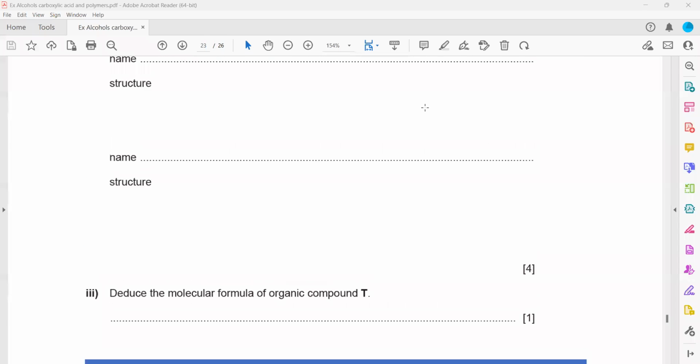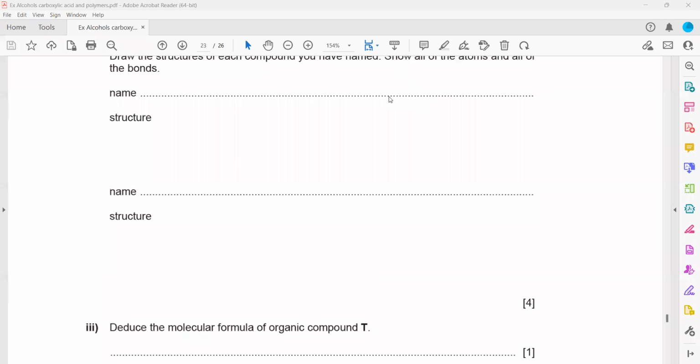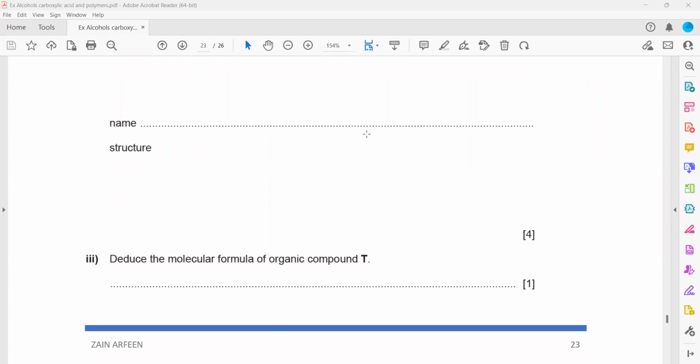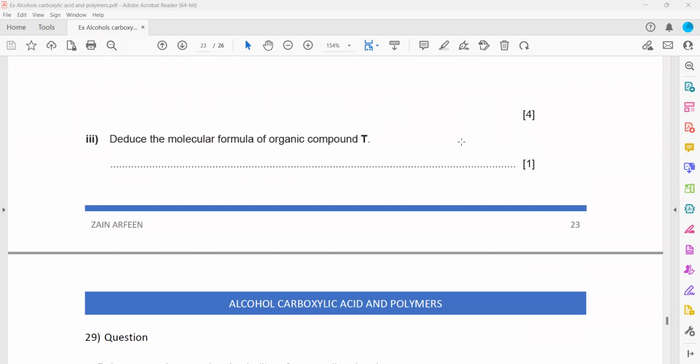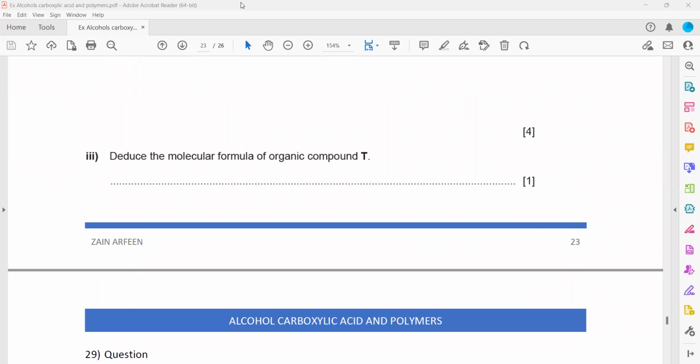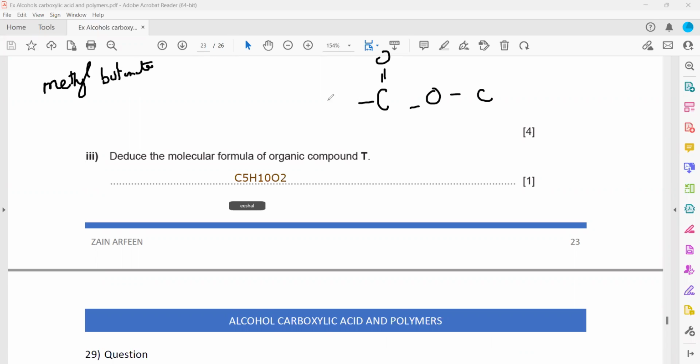Deduce a molecular formula of compound T. Compound T is C3H7COOCH3. We have a methyl CH3 group and a C3H7COO butanoate group, so we can write it. The ester was methyl butanoate. A simple way: I can first draw the structure, with C double bonded with O. Meth means 1 carbon, but means 4 carbon. This will have 3 hydrogen, this will have 2, this will have 2, and this will have 3.